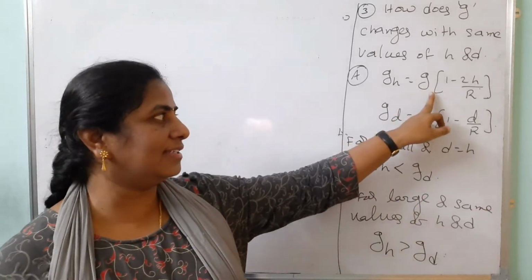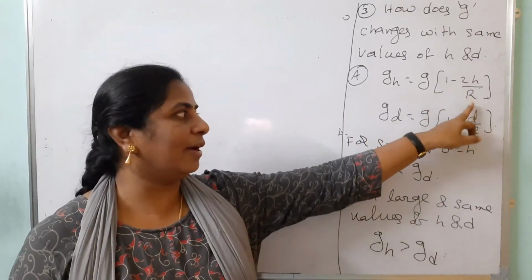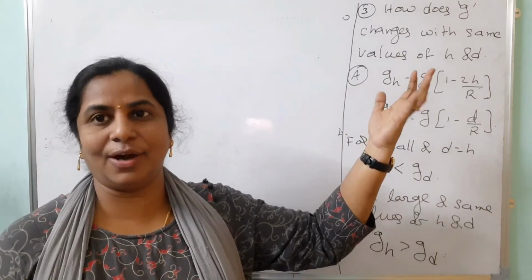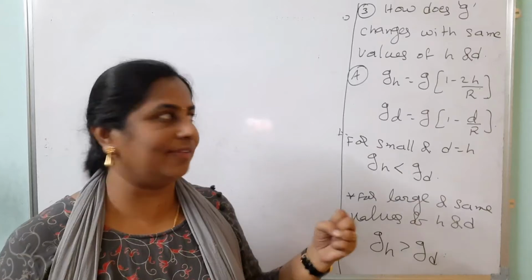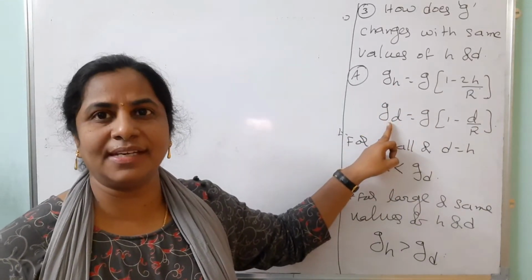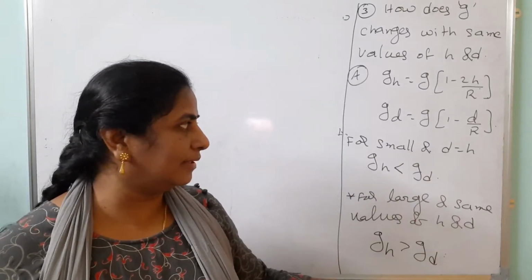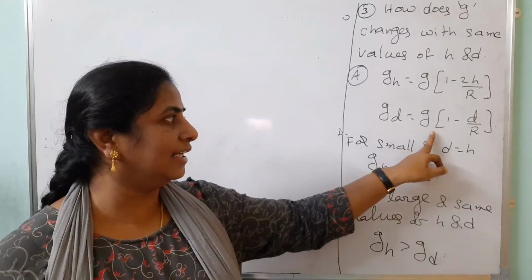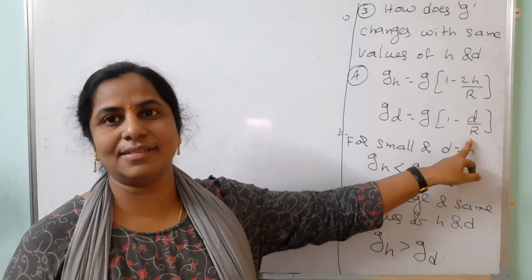Height is, that formula is gh equals g into 1 minus 2h by r. Don't confuse. When we are going to a certain height, how to calculate the acceleration due to gravity with the help of this expression. Like that, when we are going inside the depth, like inside the mines, then the acceleration due to gravity gd equals g into 1 minus d by r.